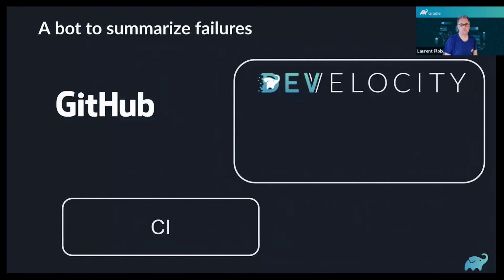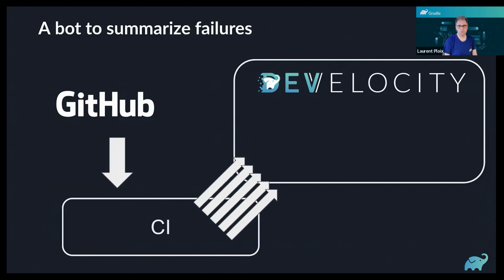So what does it do? We take a GitHub pull request, and when a pull request is submitted, of course, that generates continuous integration, which itself is going to generate a lot of builds. There would be multiple platforms, different ways of running Develocity, and of course, that generates a lot of different cases. The same tests are going to be run in different setups.